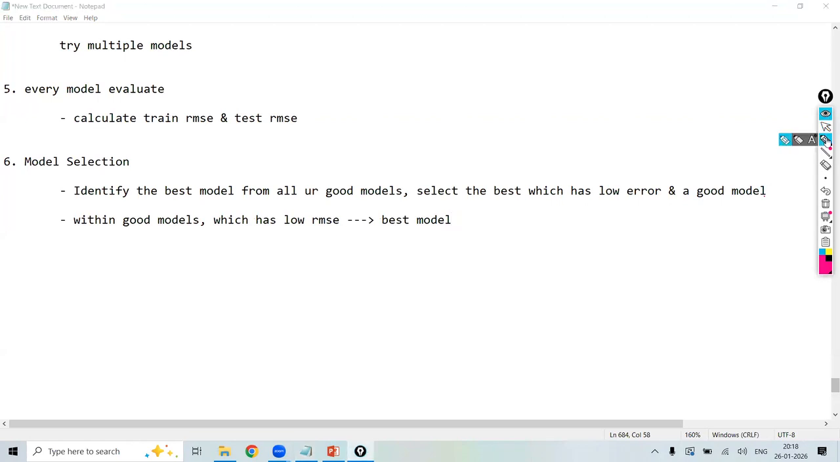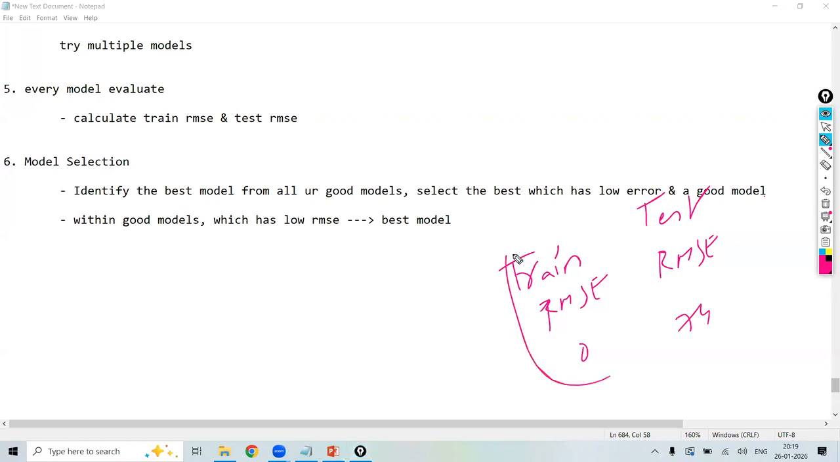Sir, for example, train accuracy or train error, train RMSE is 0, sir. Test RMSE is 100, sir. Now, should I consider this one? Test RMSE 100 or 80 or something, or 500 or 600, some number. Should I consider this model or not?